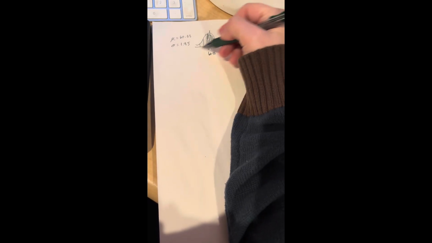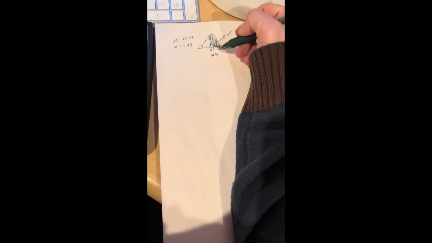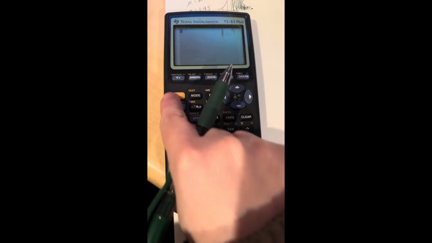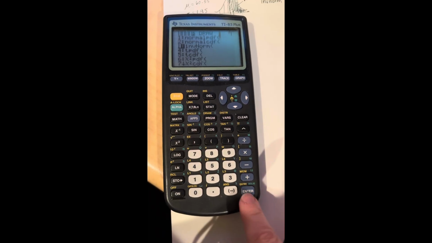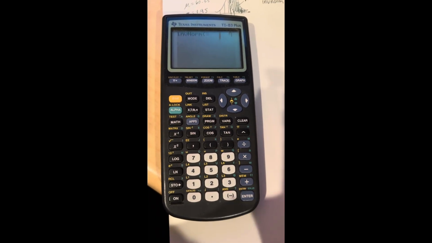Anytime we're given an area and asked about something on the x-axis, that could be an x coordinate, that could be the average, that could be the standard deviation, we use inverse norm. So inverse norm on the calculator, again, I have a classic calculator here, is in the distribution menu. So that's still going to be true for you. Option 3 for inverse norm, I think that's consistent on the new calculators too.